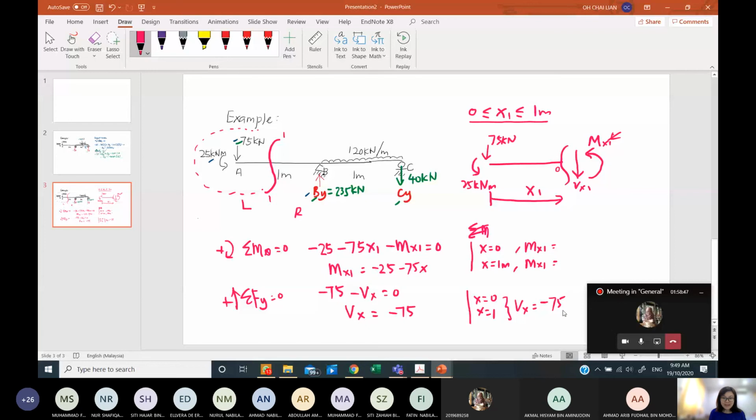Yes. Okay, so can you get this? When x equals 0, what is your M at x1? Negative 25. Okay, when x equals 1? Negative 100. Okay, so if you want to be more proper, you put in the units. So this is how you do your equations for the bending moment and shear force, and also you get the value at the point of interest.